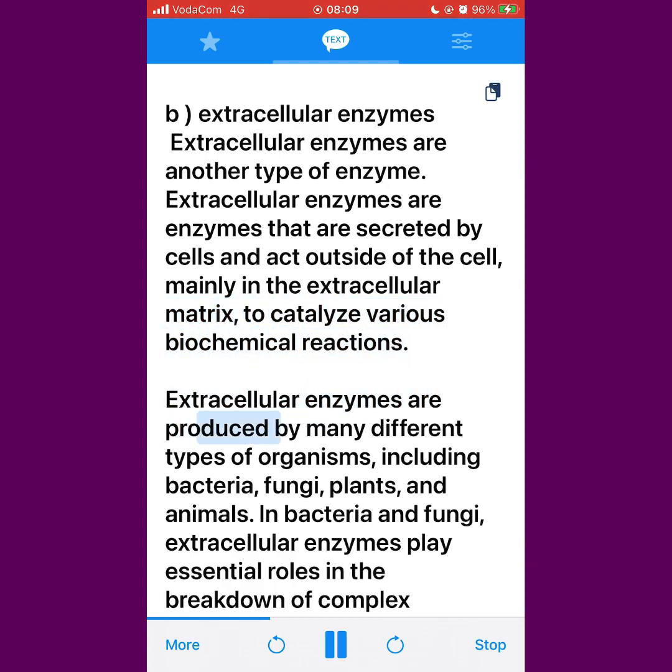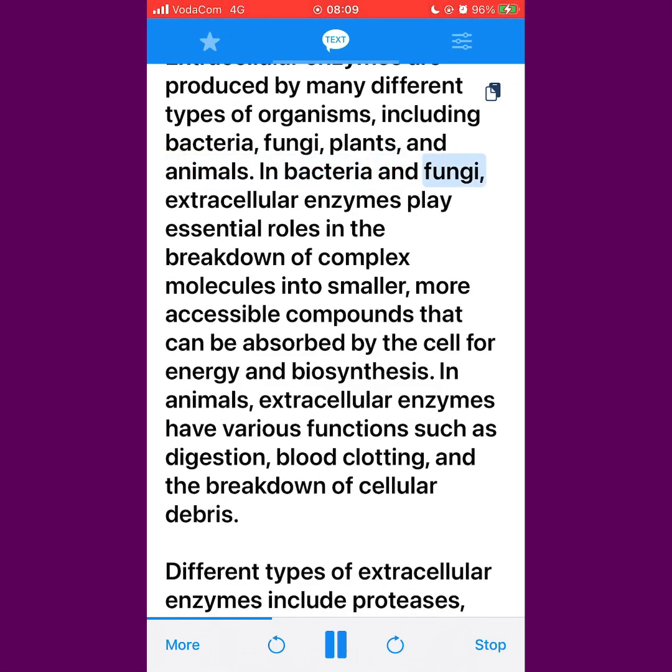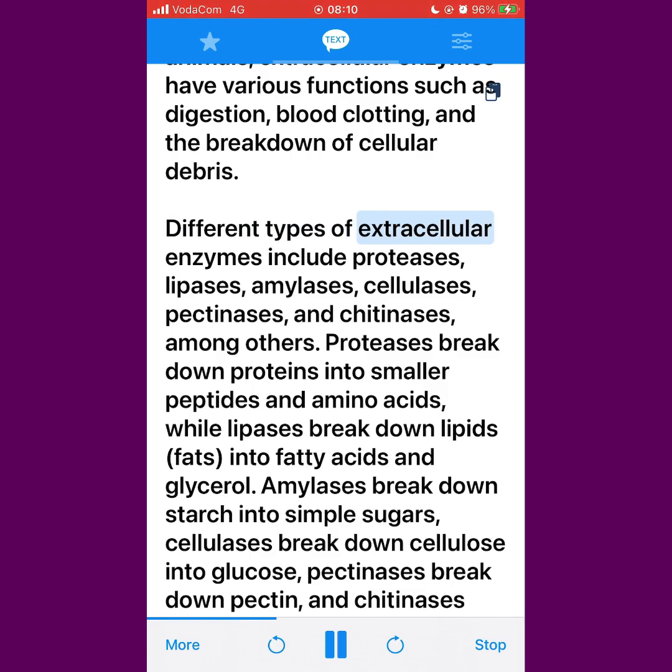Extracellular enzymes are produced by many different types of organisms, including bacteria, fungi, plants, and animals. In bacteria and fungi, extracellular enzymes play essential roles in the breakdown of complex molecules into smaller, more accessible compounds that can be absorbed by the cell for energy and biosynthesis. In animals, extracellular enzymes have various functions such as digestion, blood clotting, and the breakdown of cellular debris. Different types of extracellular enzymes include proteases, lipases, amylases, cellulases, pectinases, and chitinases, among others.